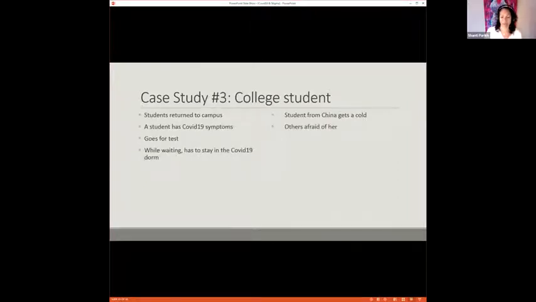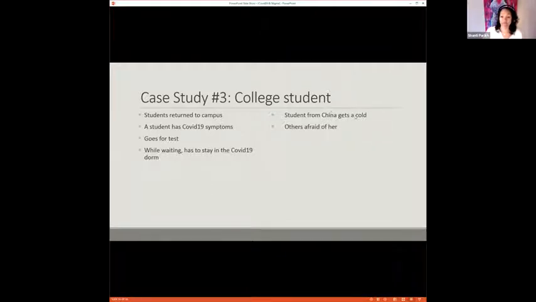Case study number three, the college student. Students return to campus. A student has COVID symptoms. The student goes for a test. While waiting, the student has to stay in the COVID designated area. That's a potential source of stigma. And you all have been reading the media about the universities that have already closed. I have friends at those, and they are very concerned about how peers might treat each other during this time.